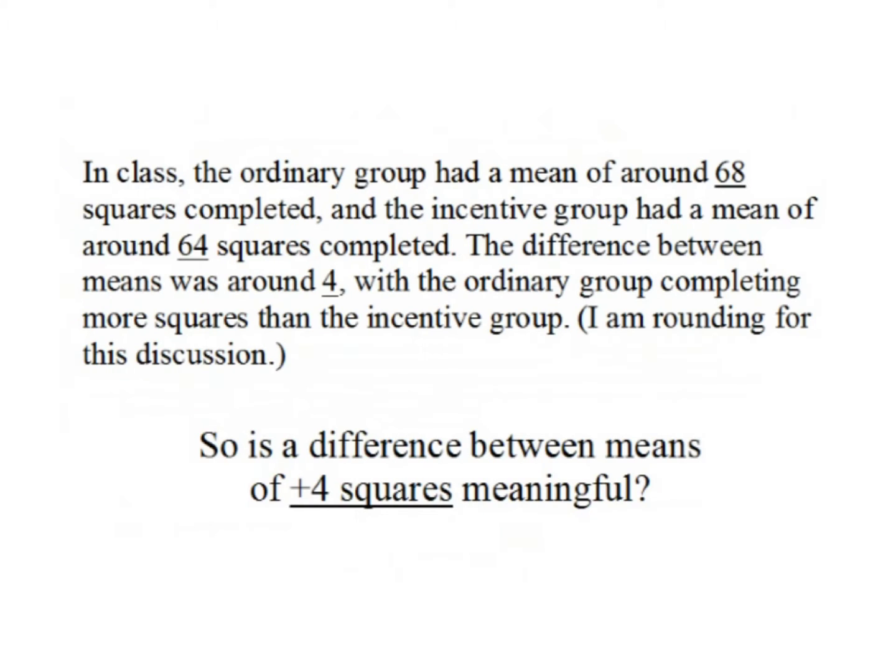In class, the ordinary group had a mean of around 68 squares completed, and the incentive group had a mean of around 64 squares completed. The difference between means was about 4, with the ordinary group completing more squares than the incentive group. And I'm rounding off for this discussion. So the question is, is a difference between means of 4 in this situation meaningful?